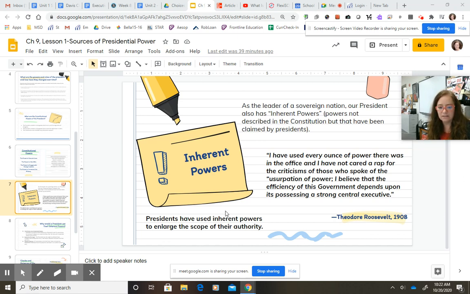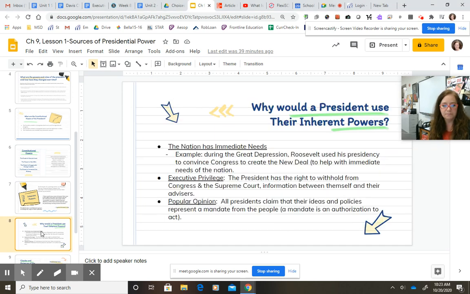And that's just this little saying here. Presidents have used their power to enlarge their scope of authority. Okay, so what are some of the reasons the president would use their inherent powers? And there are things like the nation has immediate needs.